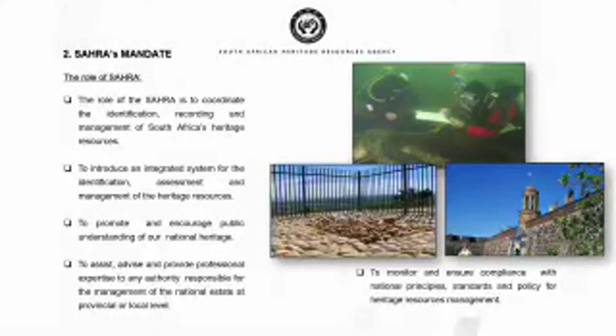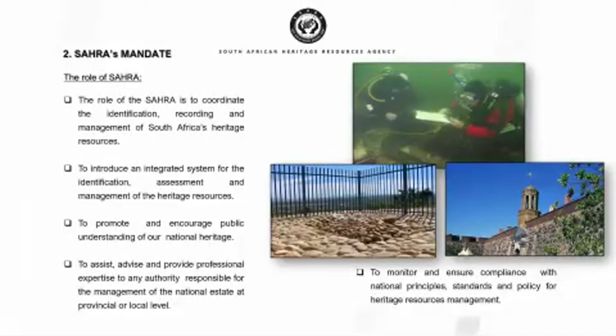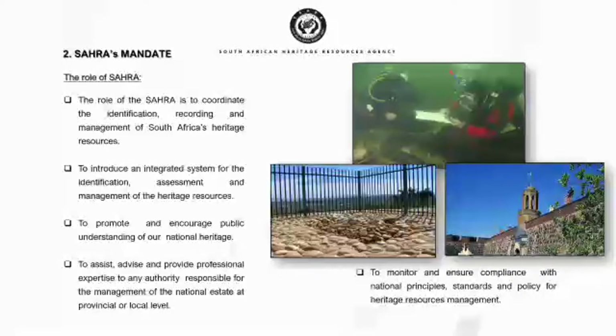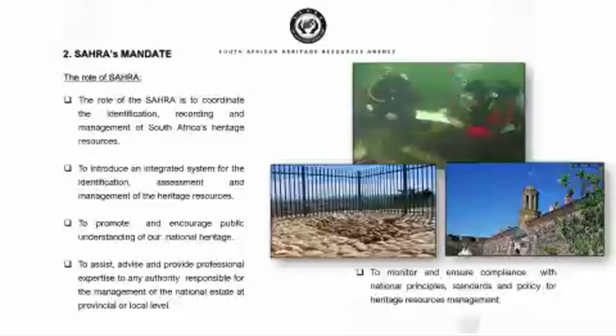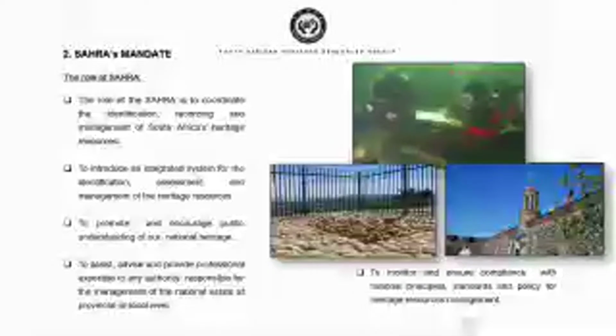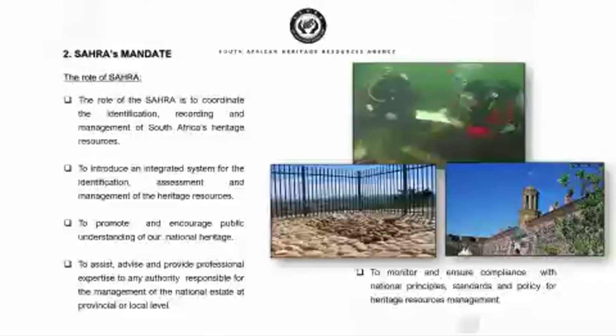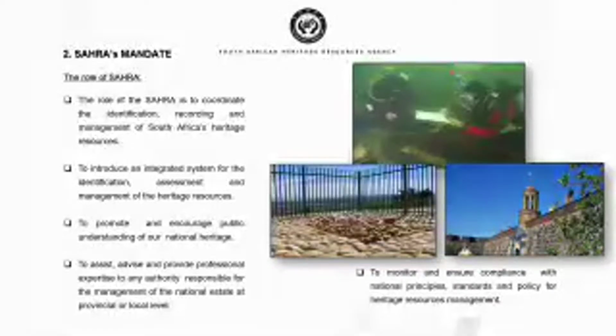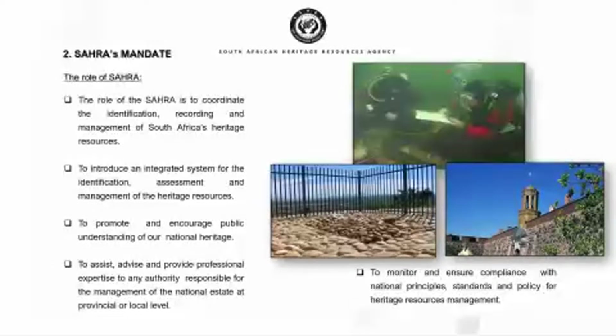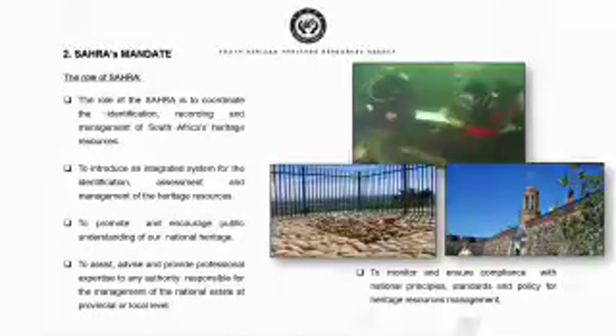But also to encourage and promote public national heritage, and to assist, advise, and provide professional expertise to any authority responsible for the national estate at provincial and at local level. SAHRA manages within the 3 tiers of government: the national, the provincial, and the local. With the national, SAHRA is the authority for the heritage resources at a national level. Provincial heritage resources authorities, such as here in Gauteng, it's the Gauteng PHRA. If you are in KwaZulu-Natal, AMAFA. If you are in the Western Cape, or if you are in Limpopo, it's LIHRA, the Limpopo Heritage Resources Authority, etc. Those are the provincial ones. And then the local authorities would refer to the local municipalities.